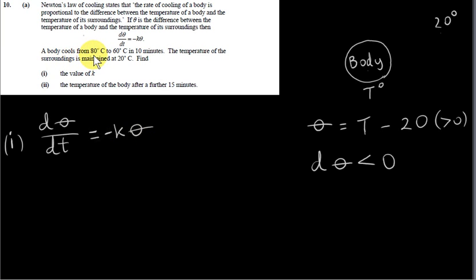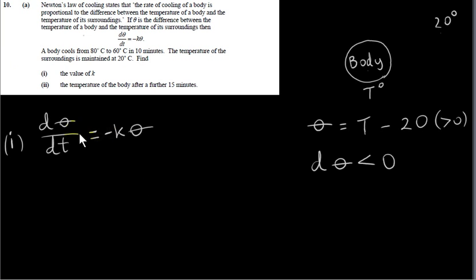We are given that the body cools from 80 degrees to 60 degrees in 10 minutes. The temperature of the surroundings is maintained at 20 degrees, which we already have. We want to find the value of k. Now we are interested in getting theta as a function of time, how the temperature difference is changing with time. So we'll have to solve this differential equation.